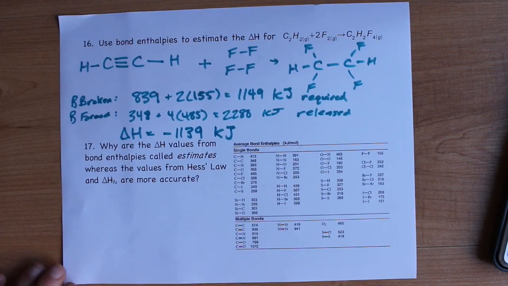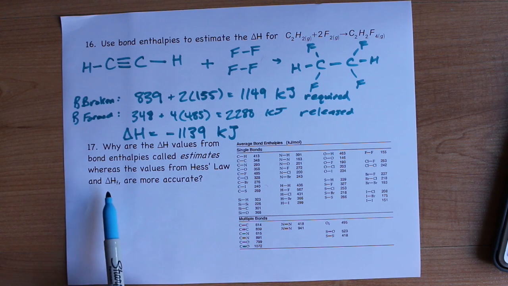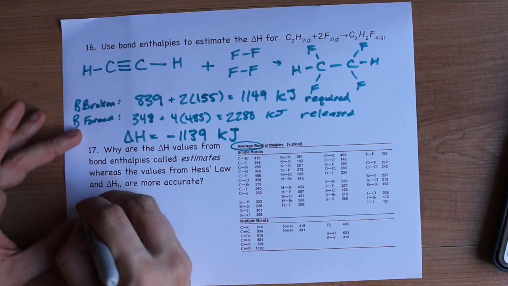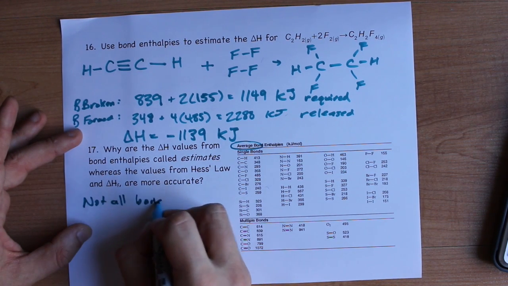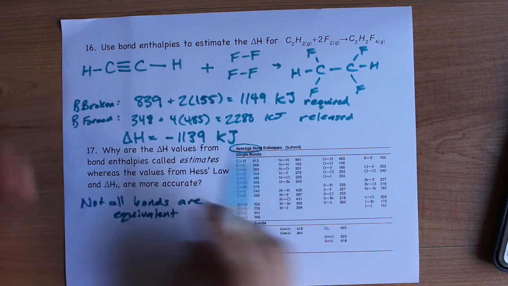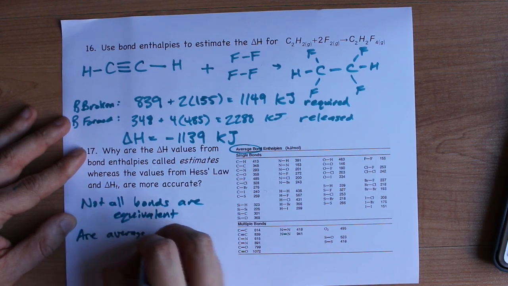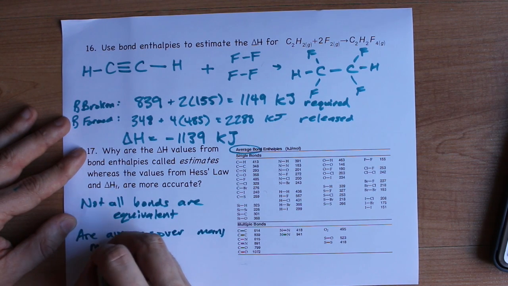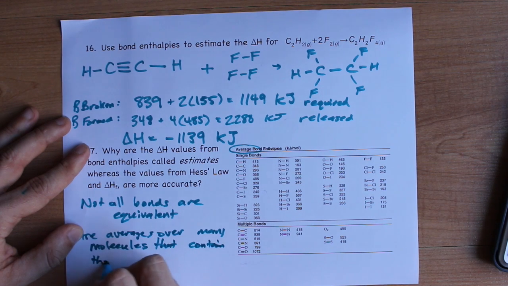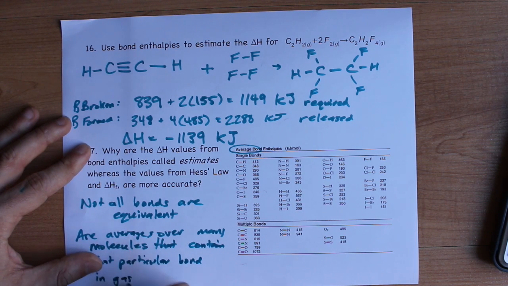Yeah? Yeah. All right. Why are the delta H values from bond enthalpies called estimates, but the values from Hess's law and delta HF, or enthalpies of formation, are more accurate? In fact, these are called average bond enthalpies because not all bonds of a type are equivalent. The things that are connected to the other carbon or the other hydrogen or whatever do affect the bond slightly. These numbers are averages over many molecules that contain that particular bond. And by the way, it's in the gas phase only.